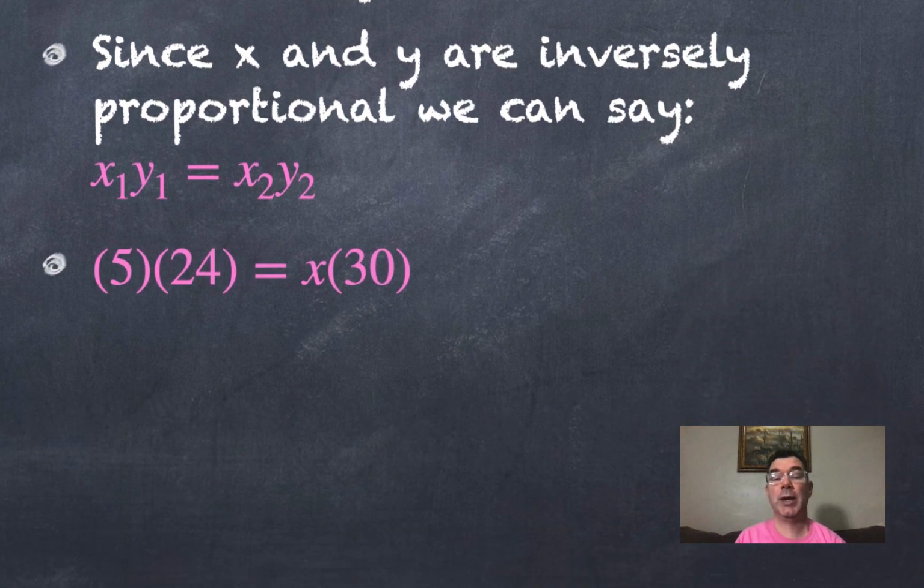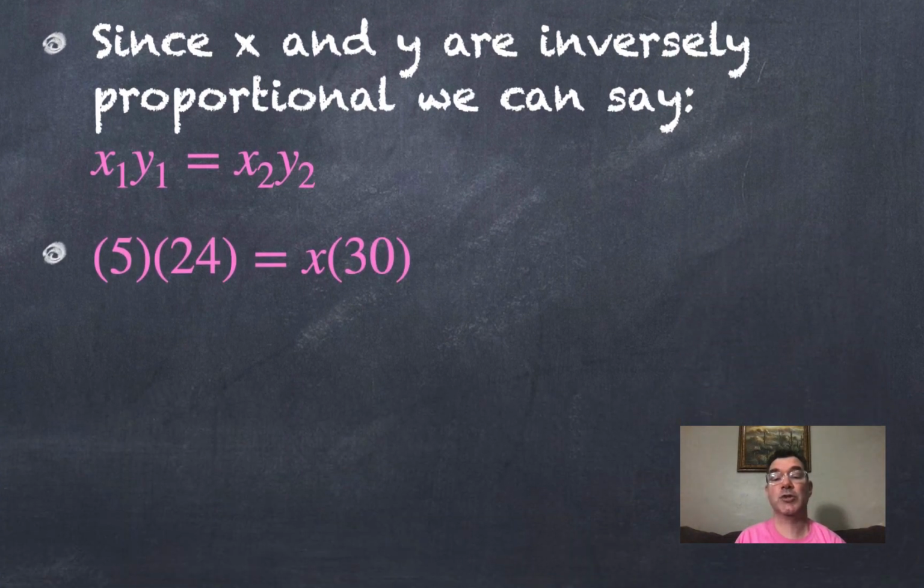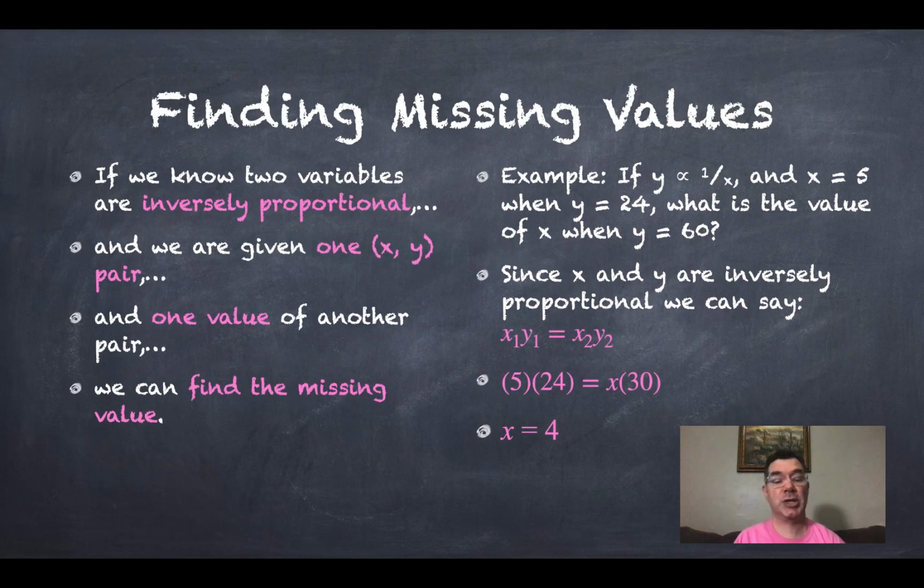So I will plug in what I know. The first x is 5, the first y is 24, and the second y is 60, and I'm figuring out what the second x is. Okay, and if I do that and I solve the equation, then I get that x would have to equal 4. All right, so that is some of the applications of using variables that are inversely proportional.